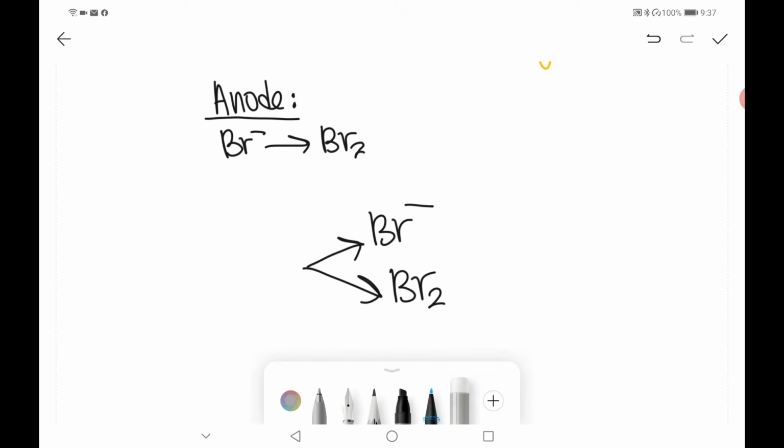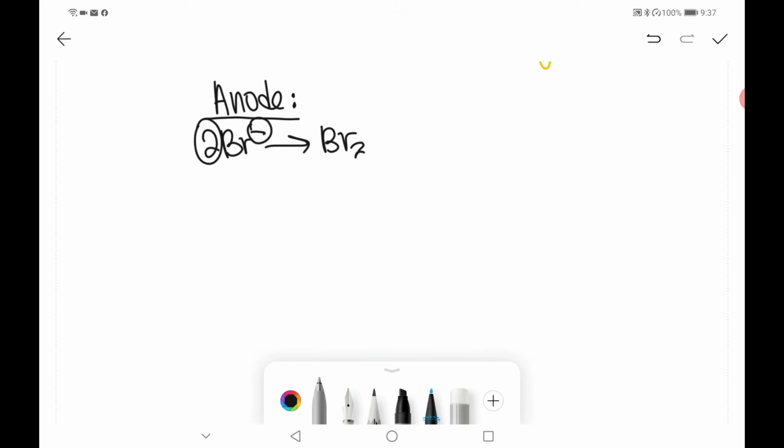Now we need to balance the equation. Put a 2 to balance it. The total charge on the left hand side is negative 1 times 2, so it's negative 2. Total charge on the right hand side is 0. So the total charge differs by 2, and we need 2 electrons. Put the 2 electrons on the more positive side. Then we get the first half equation.